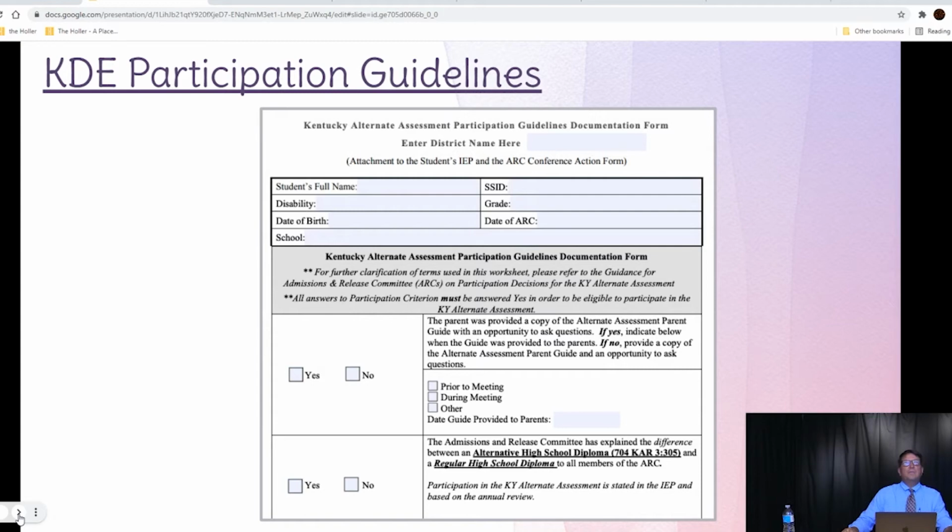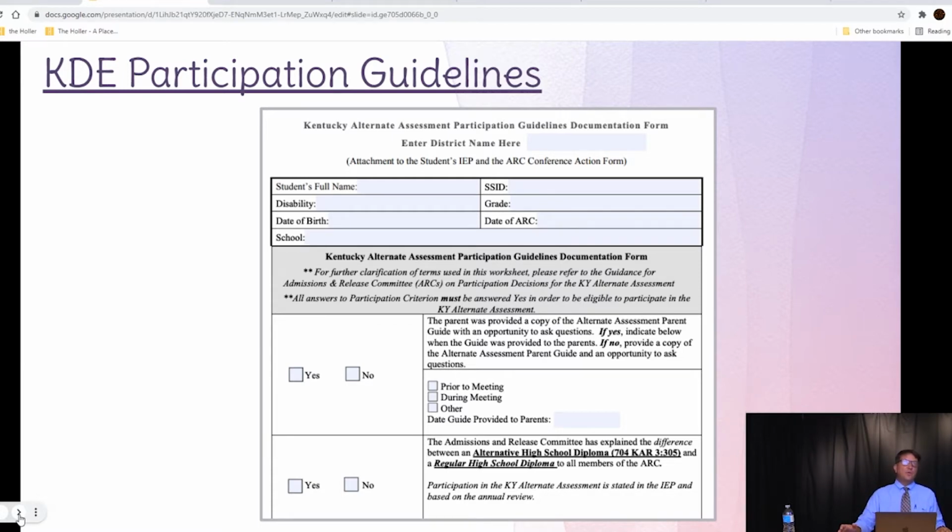Now, right here you have a screen grab of the Kentucky Participation Guidelines, and certainly when you are considering students for alternate assessment, you're going to have to take them through each and every one of these questions. Each and every time you update or do an annual review, you're going to have to reconfirm this information, and there are several things documented here that need to be documented each time. So we don't want to fail to think about each time we have an annual review, we have to go through this process again. And there are several things that are linked here, and you'll certainly need to go through.